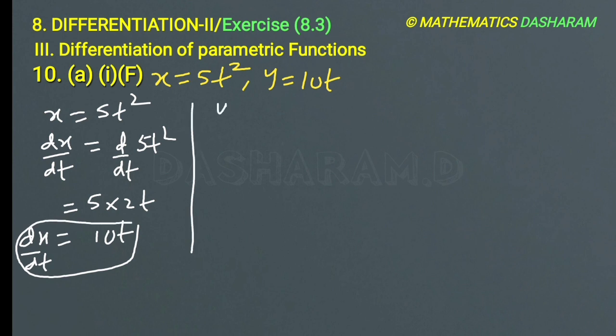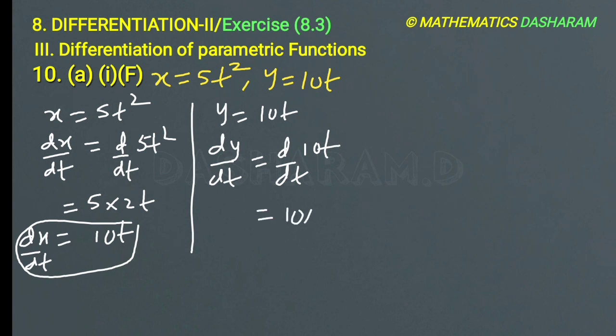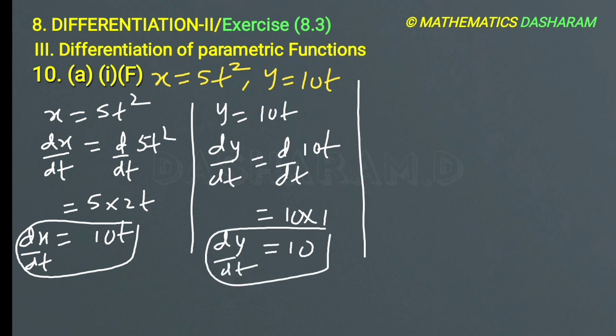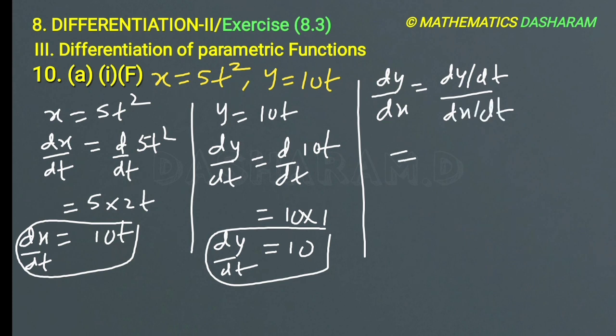Next, second function y equals 10t. So dy by dt equals d by dt of 10t. Derivative of 10t is 10 into 1, so it is equal to 10. Now the required answer is dy by dx, which equals dy by dt divided by dx by dt. dy by dt is 10, dx by dt is 10t. So 10 cancels, 1 by t is our required answer.